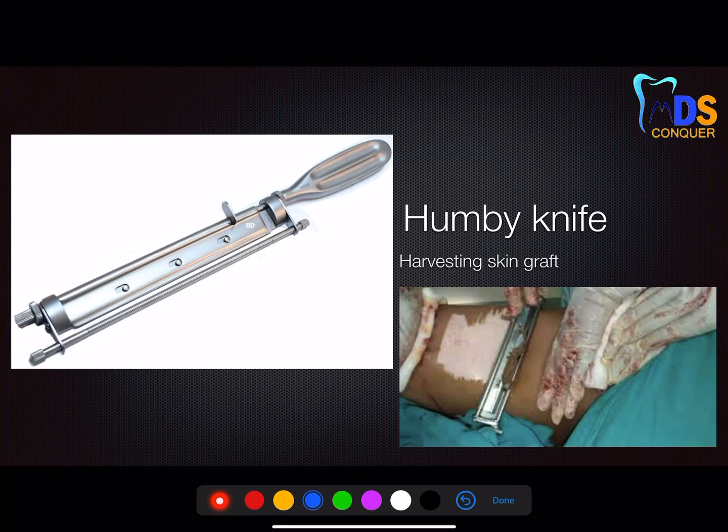The next one, I think this is given in AIIMS. This is called the Humby knife, which is used to harvest skin grafts. You can see you will have a knife here and a roller here. By placing it on the skin and rolling it, it will remove the graft. So it is useful for harvesting skin grafts.